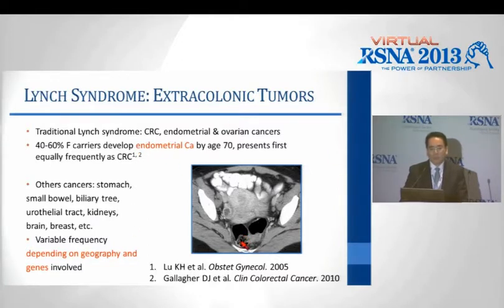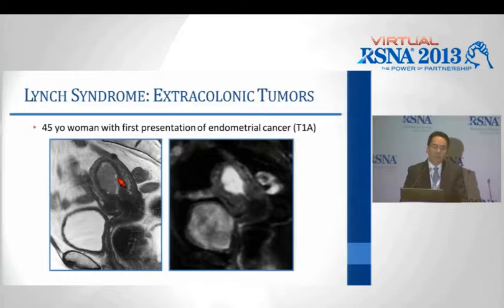This is a woman in her 40s whose mother had died of colon cancer at the age of 48, and this patient developed endometrial cancer at the age of 45, and a couple of years later developed colon cancer as well. This is another woman where on sagittal T2 and sagittal diffusion weighted images, you can see a large mass which has shown no myometrial invasion, and this was an early stage endometrial cancer in a relatively young woman.